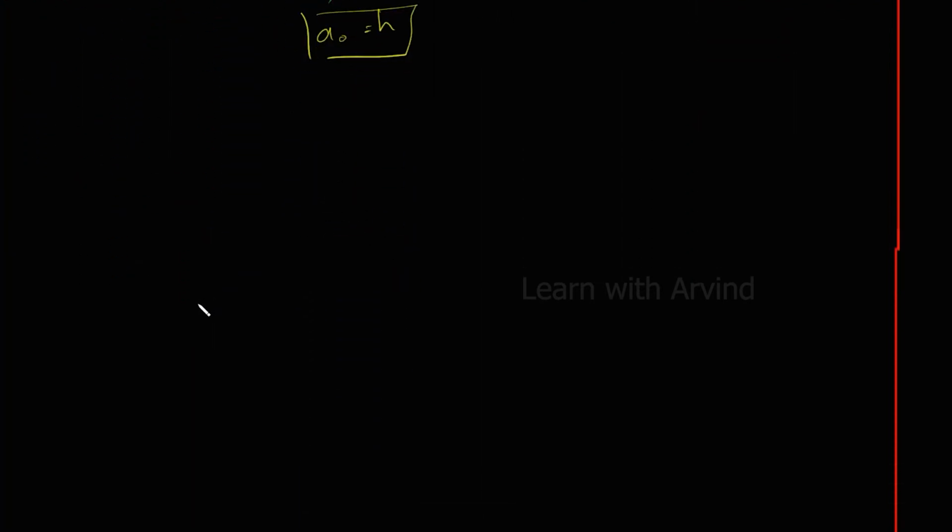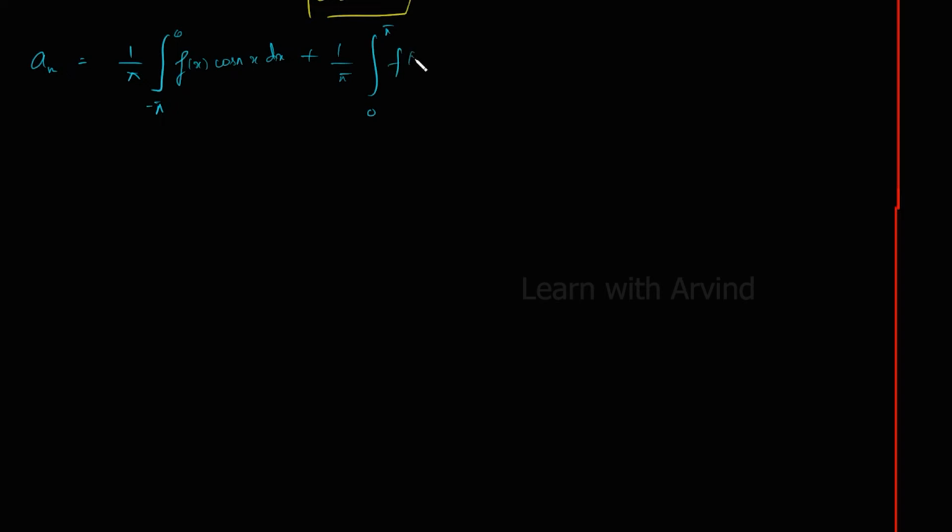Now we will be finding a n. A n is equal to 1 by pi integral from minus pi to 0 of f of x cos nx dx plus 1 by pi integral from 0 to pi of f of x cos nx dx. Now substituting the value of f of x, the first term would become 0, and the second would become h by pi integral 0 to pi cos nx dx.